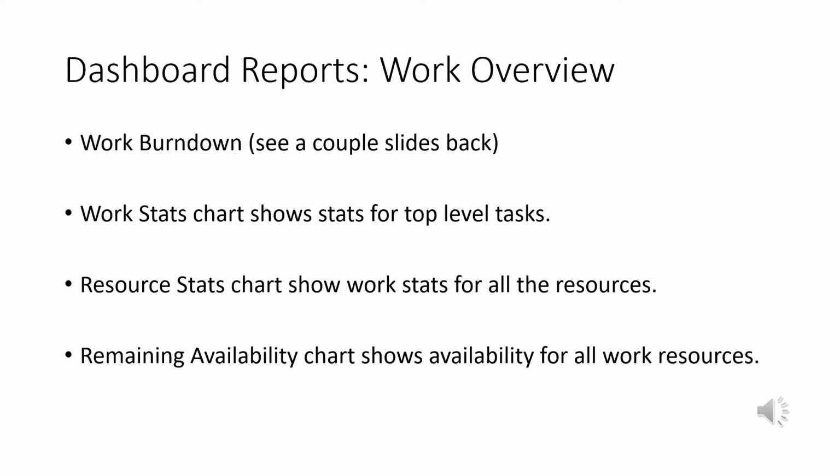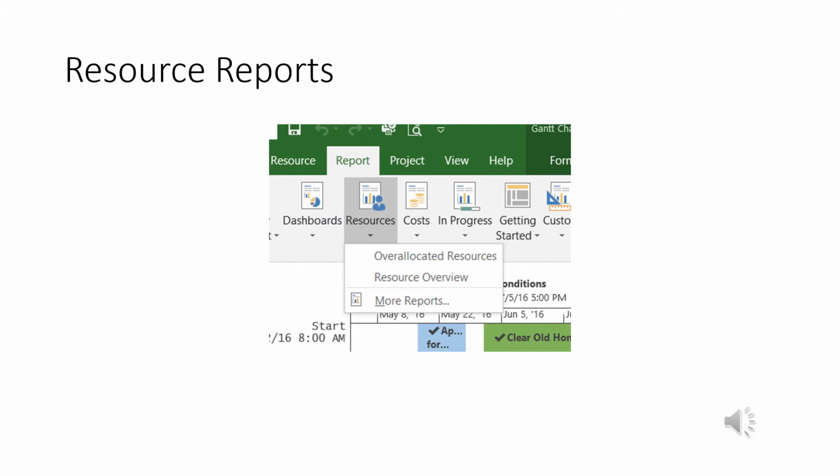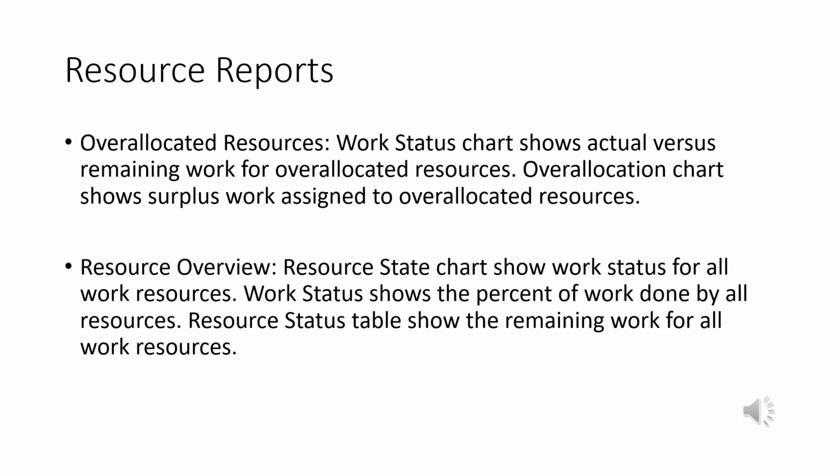Work overview, just basically how much work have you done, completed, how much more is left, right? It's that simple. And then we have a couple of resource reports that are built in. You go to the report tab, resources, and the drop-down menu appears like this. The over allocated resources report will show you all the resources that have more work than they can handle. They're over allocated. And then the resource overview is basically the status of all your work resources.